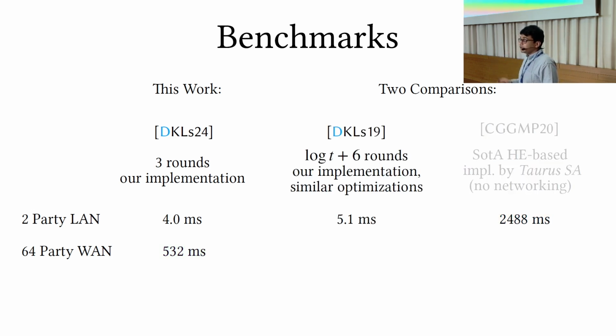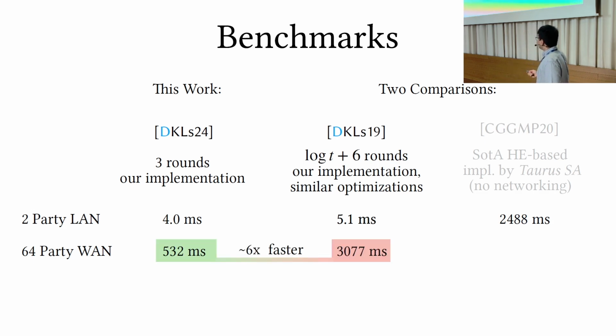We also compared with our own previous work, which has very similar underlying tools but has way more rounds. And we found what we were expecting, which is that in the WAN setting, the fact that we have way fewer rounds really shines through, like 6x faster with 64 parties. But also notice that in the LAN setting, you don't really lose anything. The implementation even got a bit faster.